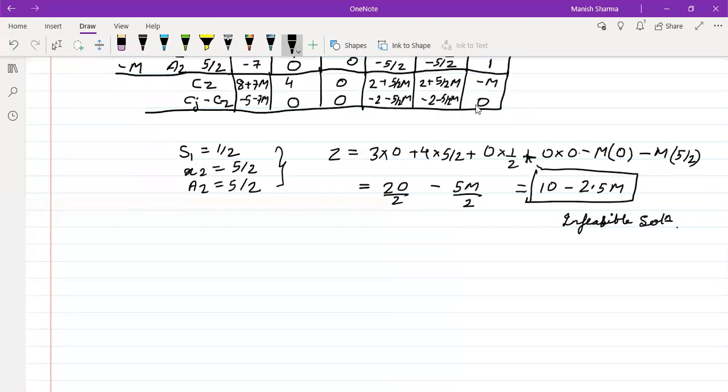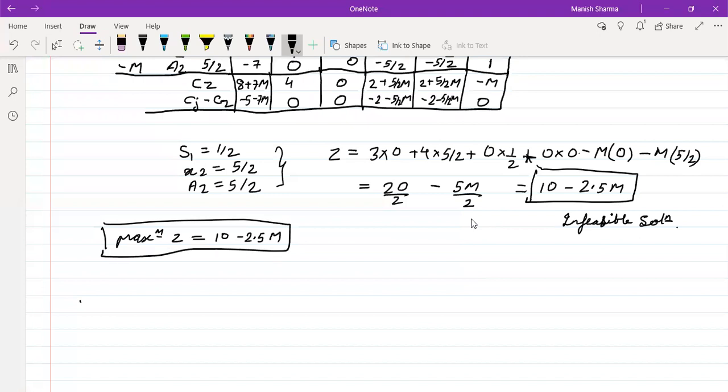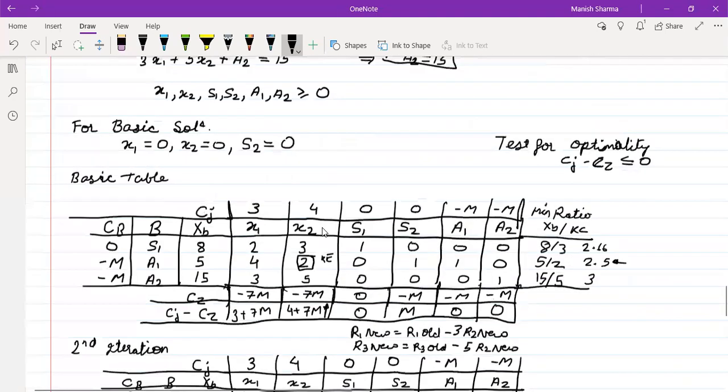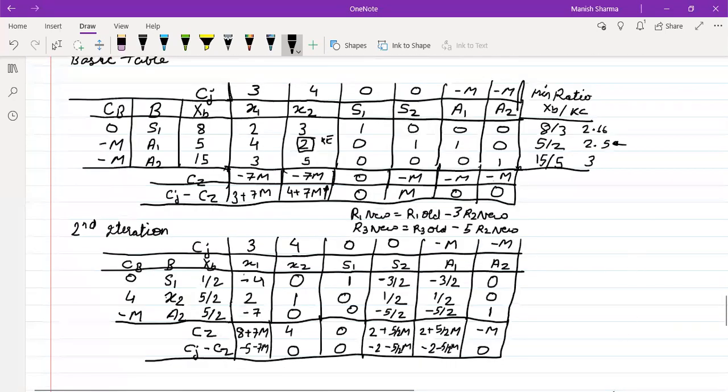Any doubts? So the maximized value of Z is equal to what? Is equal to 10 minus 2.5 m. Correct? This is how you solve the problem. This is the maximization case. In the next class, we will start with the minimization case.